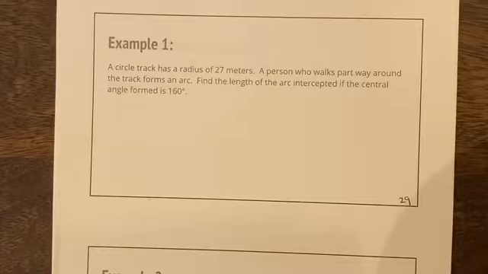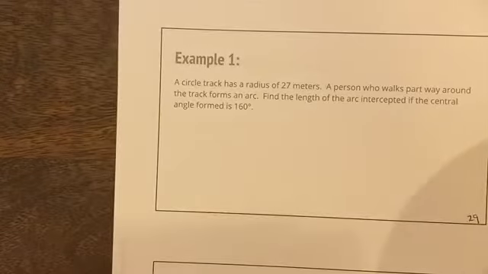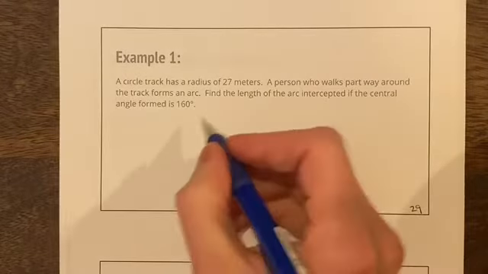Moving on to example 1, it says a circle track, I guess I should say circular track, has a radius of 27 meters. So what we're going to do is we're going to draw a picture.